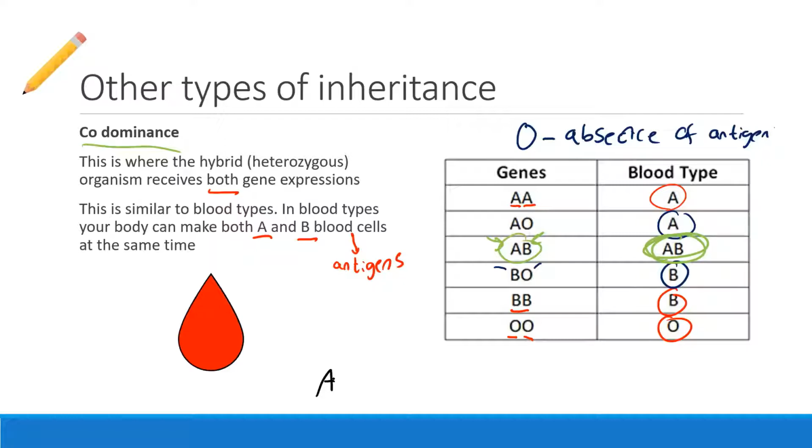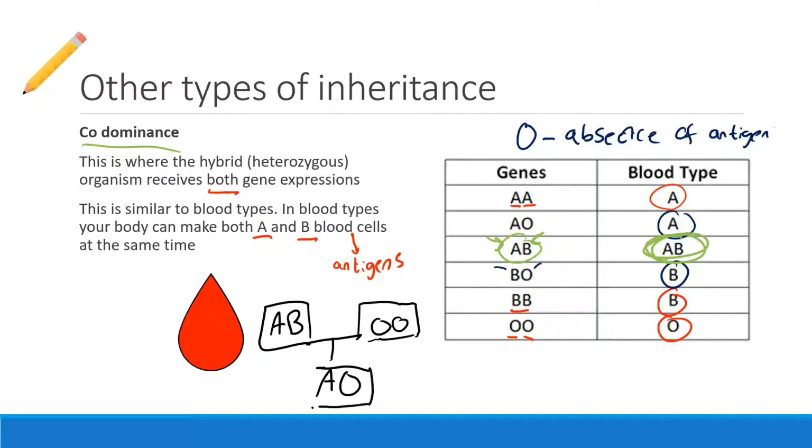My blood type is A. Going back again, my mother is blood type O, and my father has blood type AB. In order to be blood type O, my mother must be OO, which means I got an A from my father and an O from my mother, so my genotype is actually AO. That manifests, shows up, as me having blood type A.